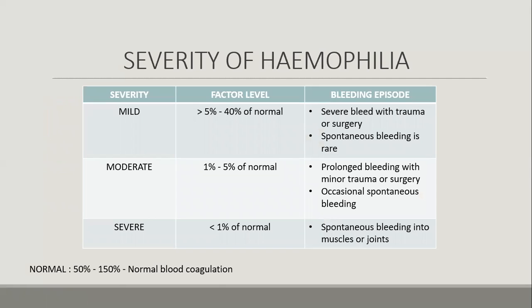Next, severity of hemophilia. There's few types of severity of hemophilia. The first one is mild. The factor level are above 5% to 40% of normal. The bleeding episode is severe bleed with trauma or surgery. Spontaneous bleeding is rare. While for moderate, the factor level is between 1% to 5% of normal. Prolonged bleeding with minor trauma or surgery, occasional spontaneous bleeding. And lastly, severe, below than 1% of normal, spontaneous bleeding into muscles or joint. For your information, normal is 50% to 150% of factor level.